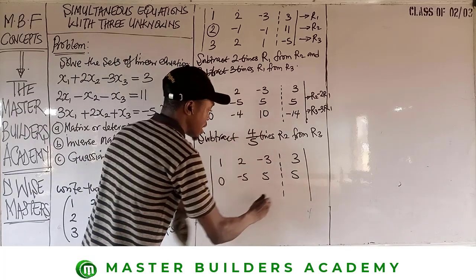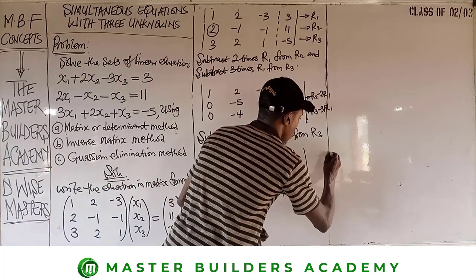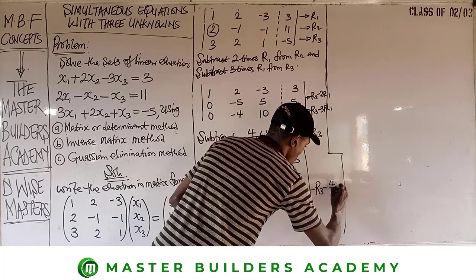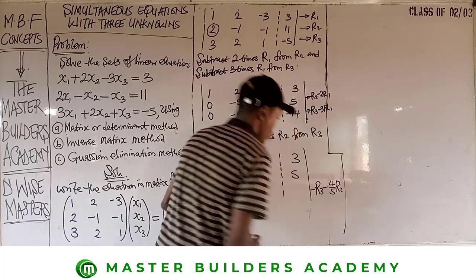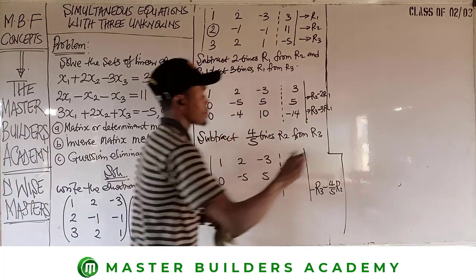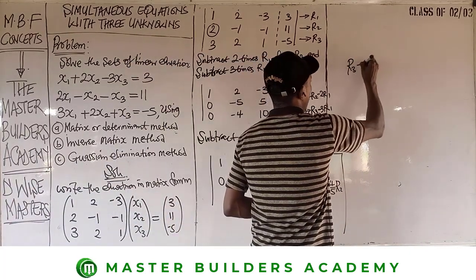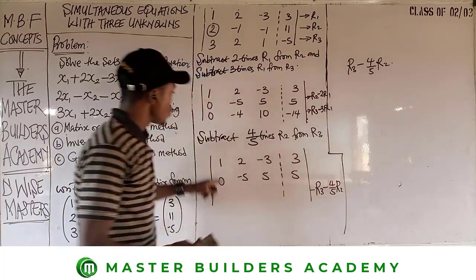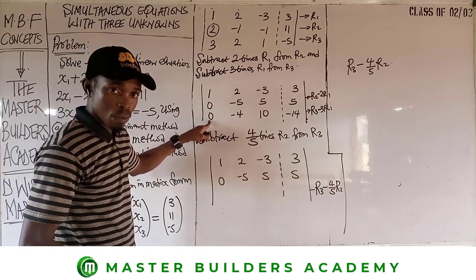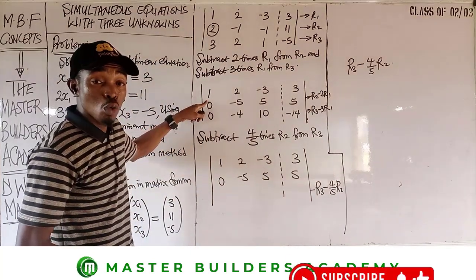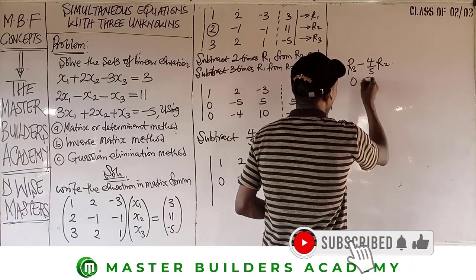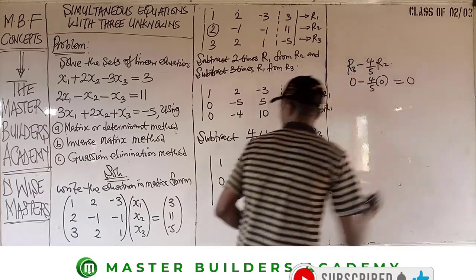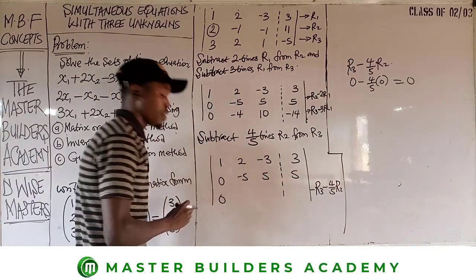So now, how do I find this? In row 3 now, our model becomes something like this. To find row 3, we have row 3 minus 4 over 5 row 2. Now let's work this out here. We have row 3 minus 4 over 5 row 2. So now the first value in row 3 is 0, and the value in row 2 is also 0. So this is 0 minus 4 over 5 times 0. Everything will give us 0. So we still have this back as 0.